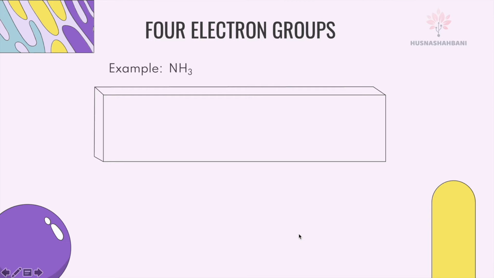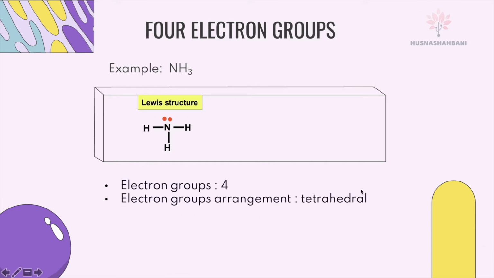Next example, NH3. Draw the Lewis structure of NH3 and count the electron groups. 3 single bonds counted as 3 electron groups. 1 lone pair counted as 1 electron group. 3 plus 1, electron groups 4. When electron groups is 4, the electron group arrangement is tetrahedral. Molecular shape, focus on the central atom.